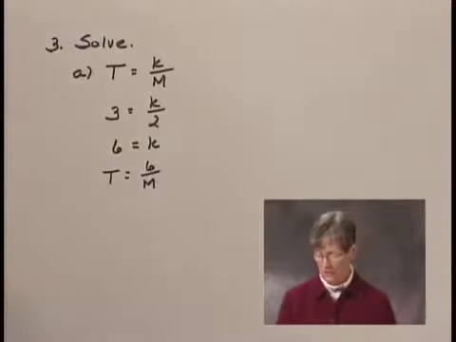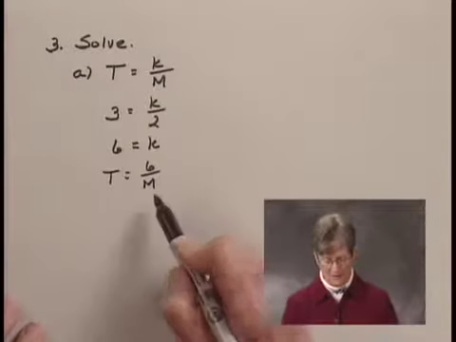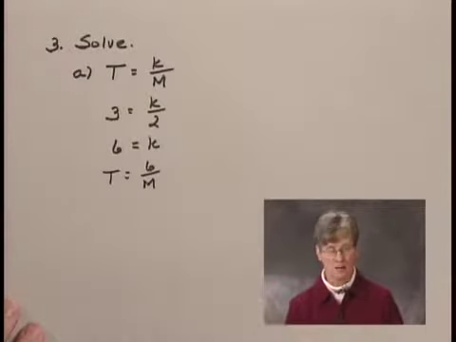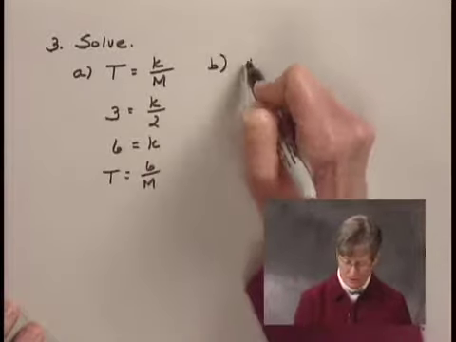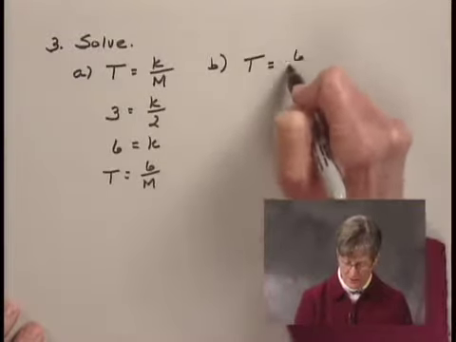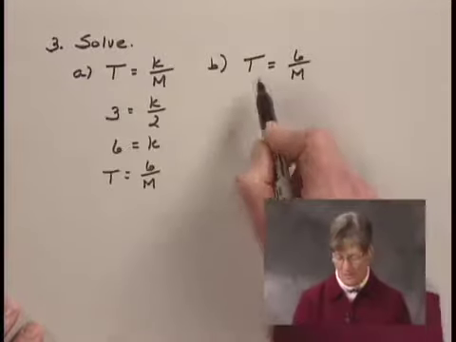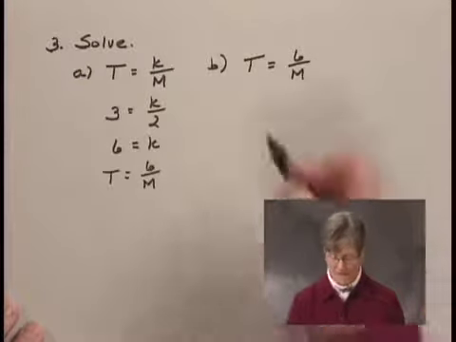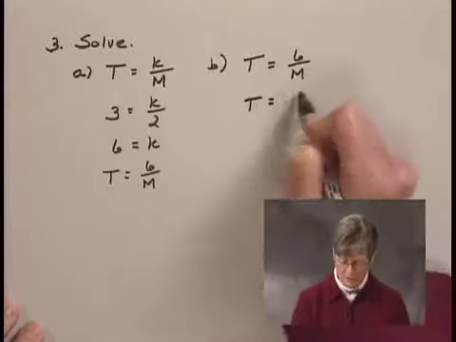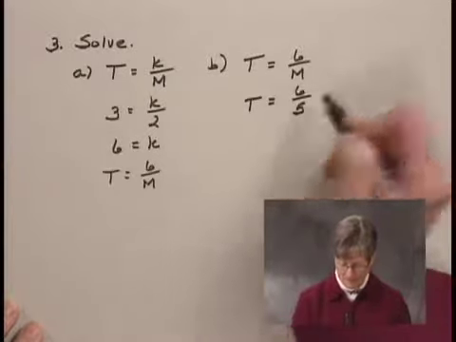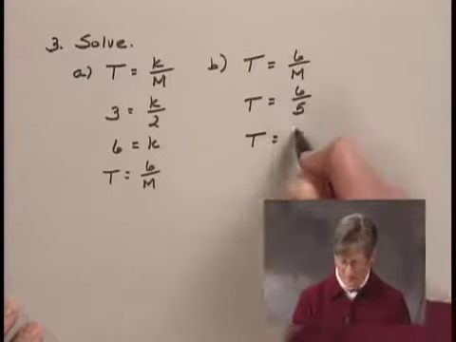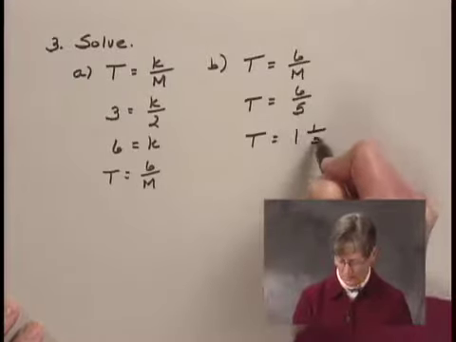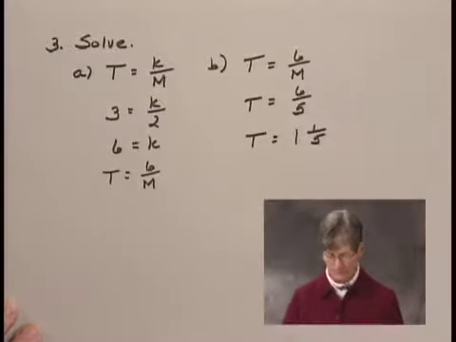And now what we want to do is to find the amount of time required to do the job when 5 concrete mixers are used. So that's the second part of our solution. We have the equation t equals 6 over m, and we want to know what t is when m is 5. So we'll substitute 5 for m, and we can say that t is equal to 6 over 5, or we might want to write this as a mixed numeral. t is equal to 1 1/5.